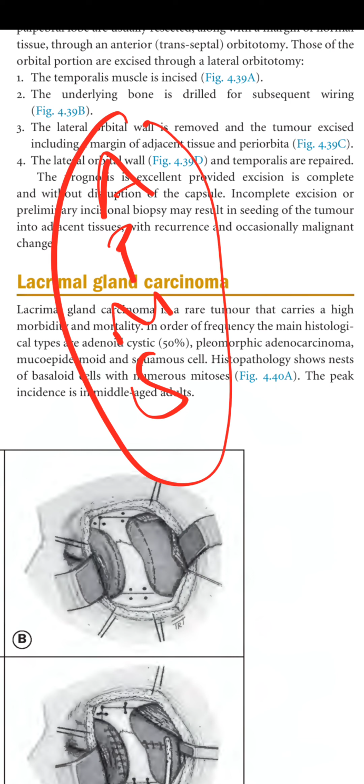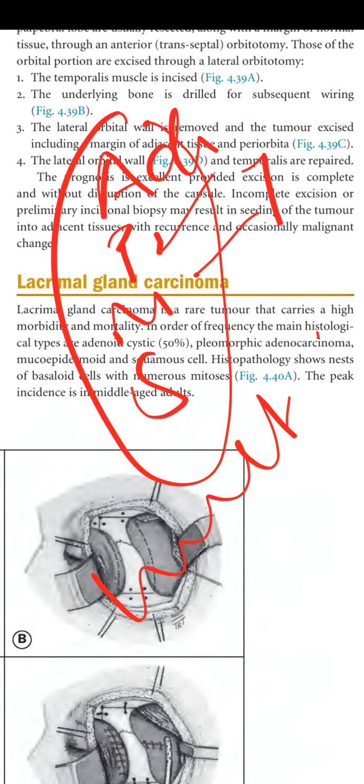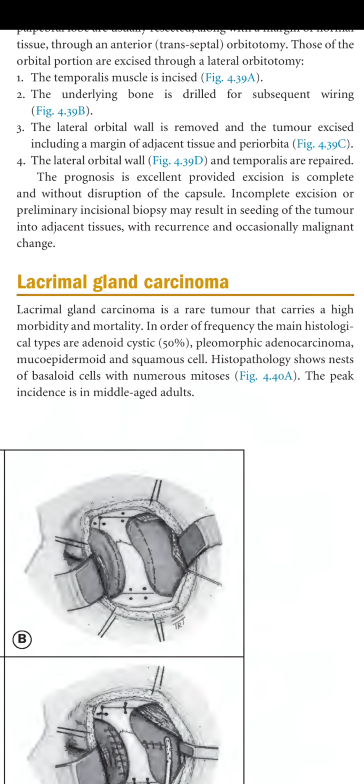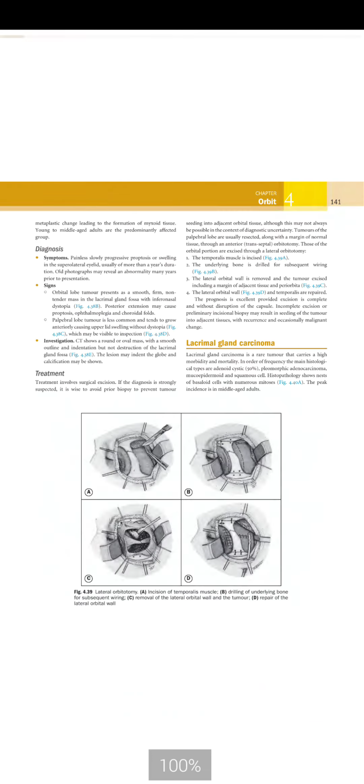So histopathologically, the carcinoma can be of any type. They can be of the adenoid type, the pleomorphic type, the mucoepidermoid type, and the squamous cell type. Histology shows nests of basaloid cells with numerous mitoses. The peak incidence is in middle-aged adults.